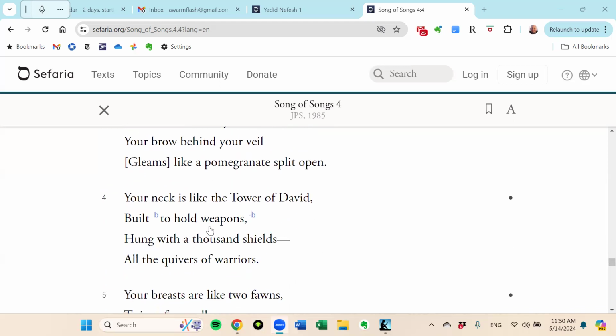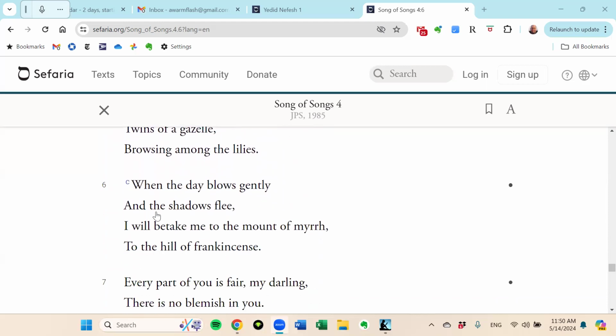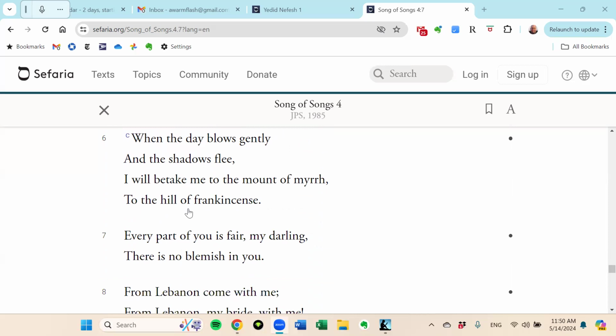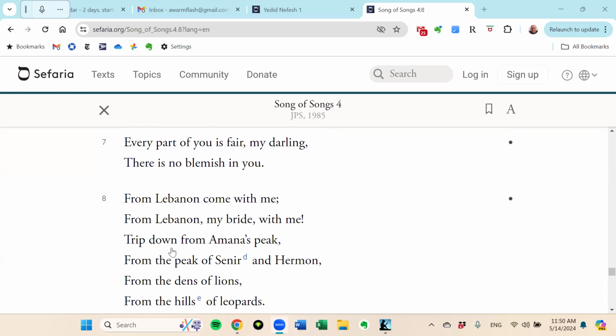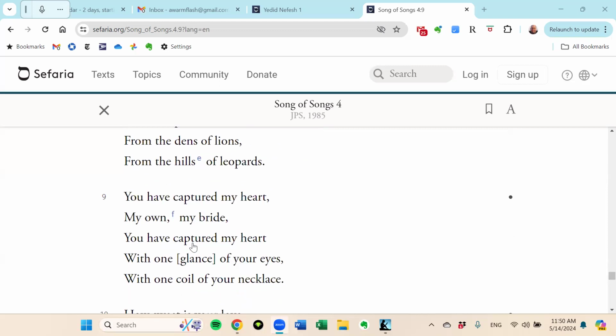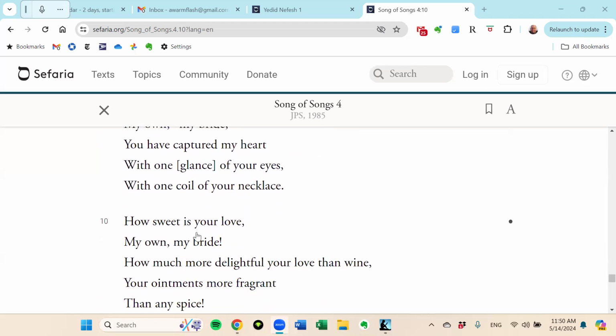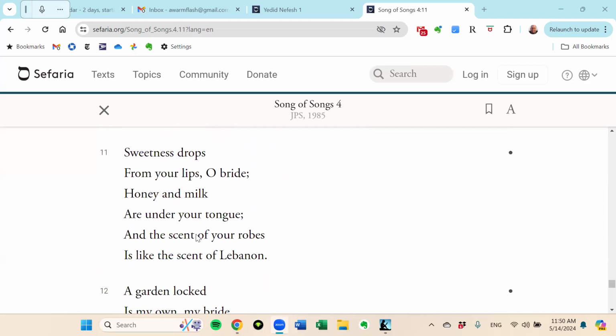"Your neck like the Tower of David. Your breasts like two fawns. When the day blows gently and the shadows flee, I betake me to the mountain of myrrh, to the hill of frankincense. Every part of you is fair. There is no blemish on you. Come with me from Lebanon. You have captured my heart with one glance of your eyes, with one coil of your necklace." And it goes on and on.